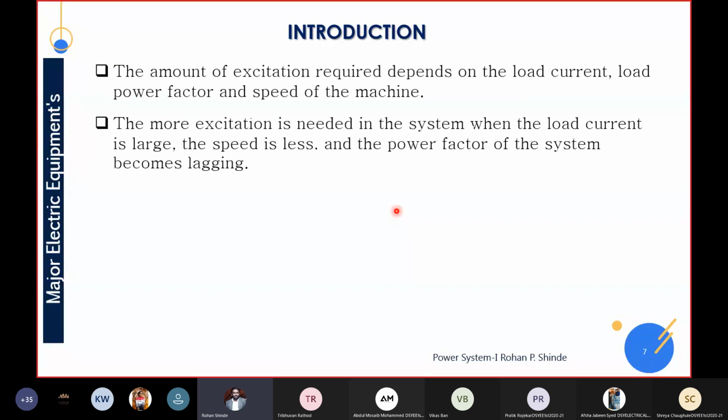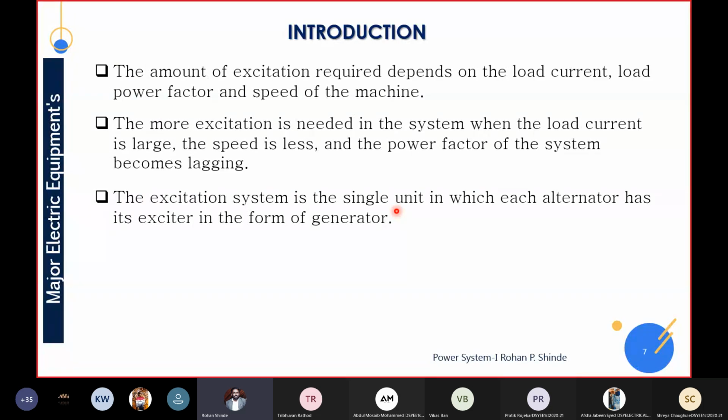Now in the previous lecture we have already seen these things. The amount of excitation required depends upon load current, load power factor, and speed of the machine. That means these three things are important for the amount of excitation required.